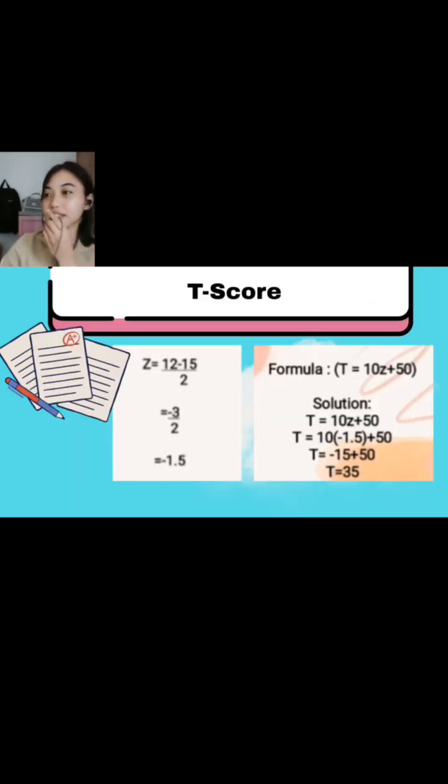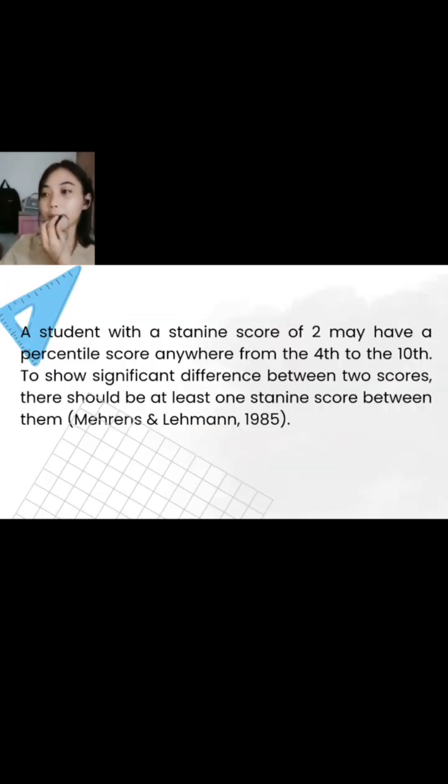So let's dive into stanine. According to Martin and Lehman, 1985, a student with a stanine score of 2 may have a percentile score anywhere from the 4th to the 10th. To show a significant difference between two scores, there should be at least one stanine score between them.